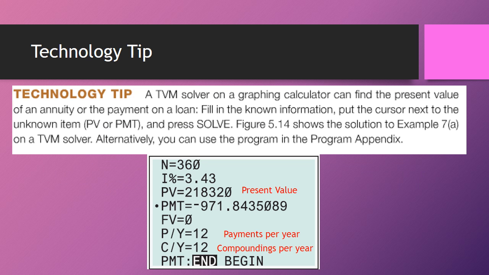As the loan is paid off, the amount of payment going toward interest lowers, while the amount that pays down the principal goes up. Little technology tip, remember that TVM solver we talked about? Well, you can use that to help you here too. Fill in the known information, put the cursor next to the unknown item, and then you solve.